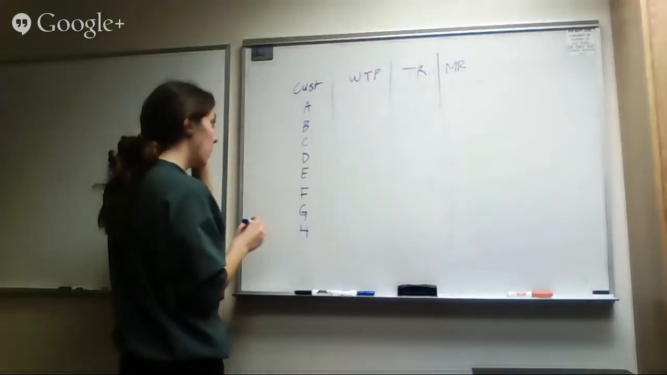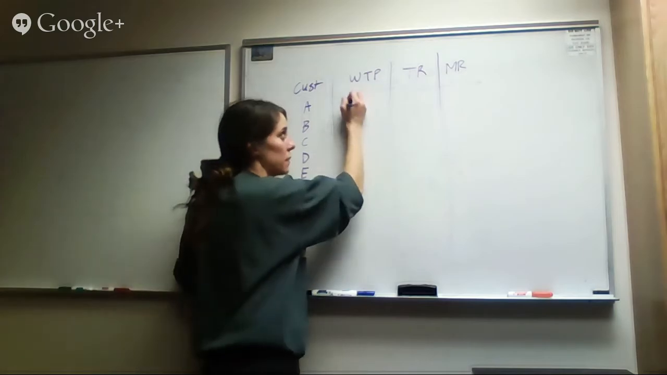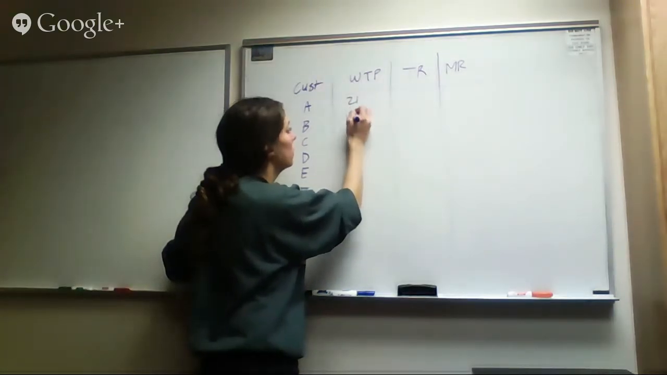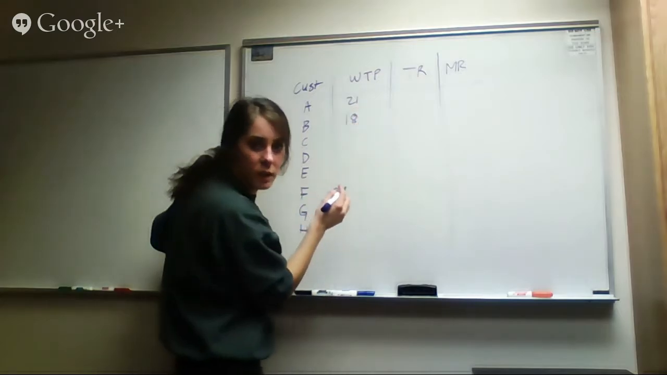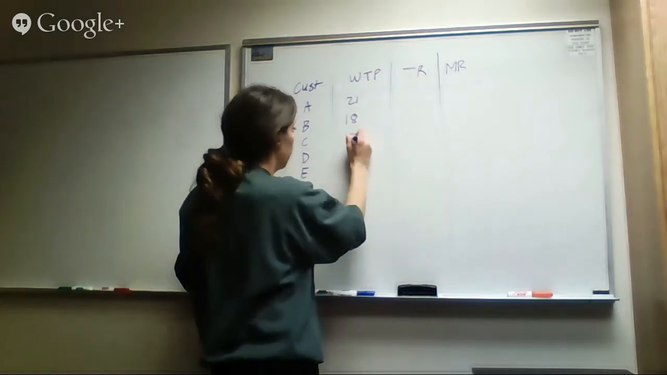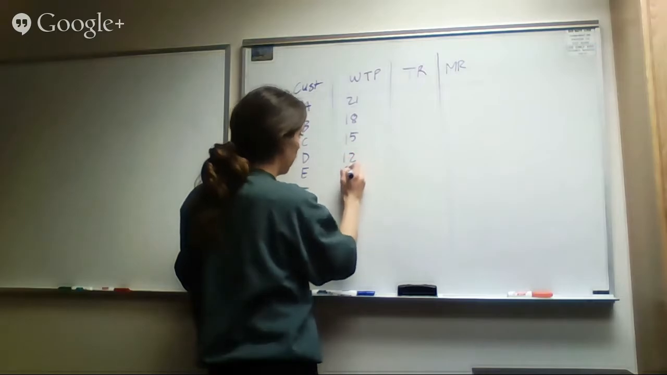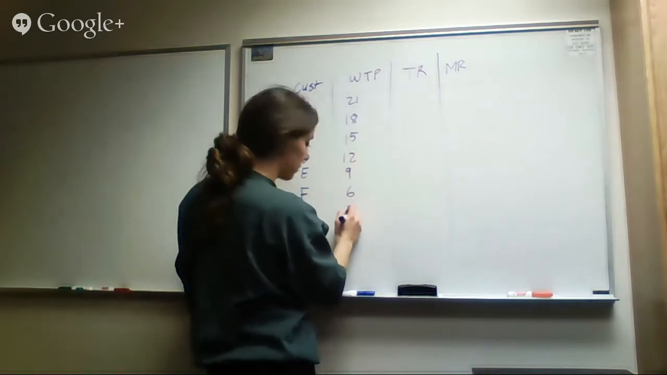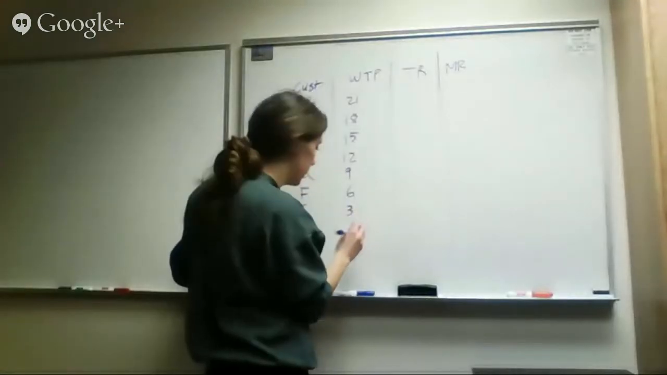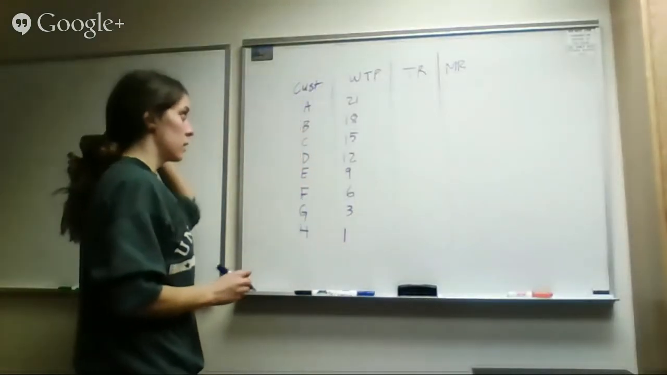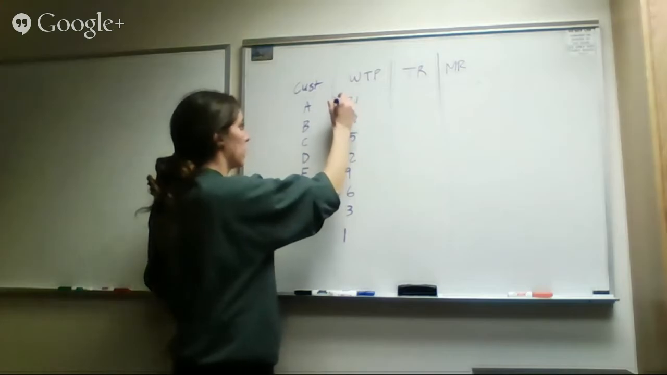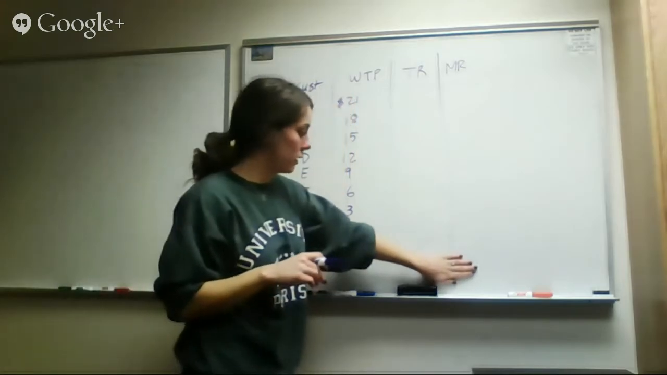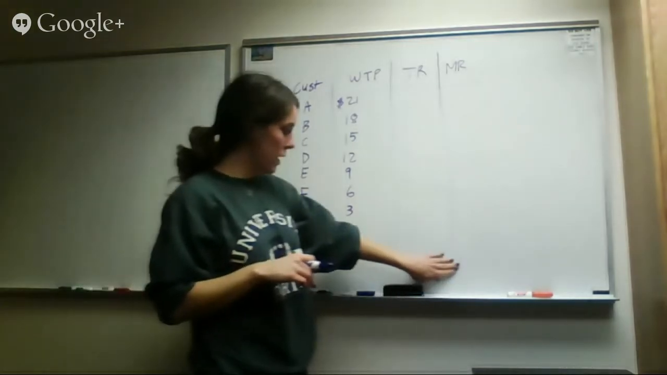Okay, so A is willing to pay $21 for a burrito. B is willing to pay 18, 15, 12, 9, 6, 3, and 1. So these are the amounts that everyone's willing to pay for a burrito, and the only place they can get a burrito is Mountain West.